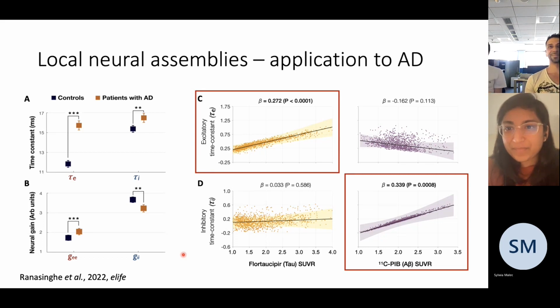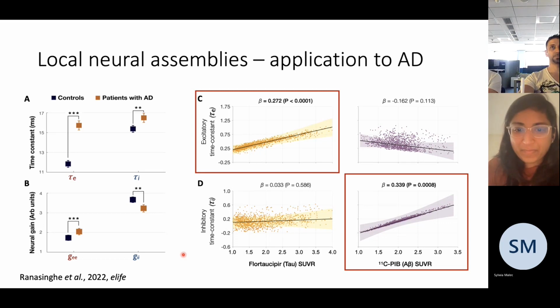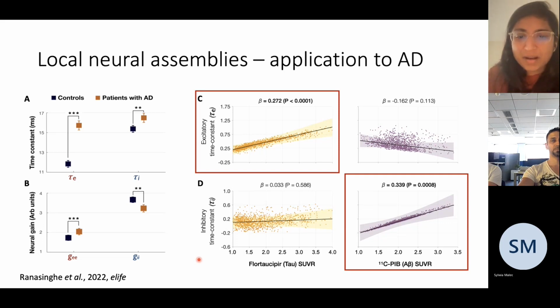Well, I will jump in then. Can you speculate, actually I had a similar question, why do you have this strong correlation in this case between amyloid beta and the excitatory time constant? Yeah, I think one speculation can be that there is some relation between excitatory activity of the neurons and tau, and an independent relation between inhibitory activity of the neurons and A beta.